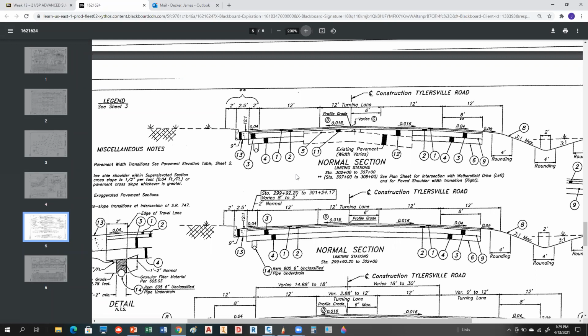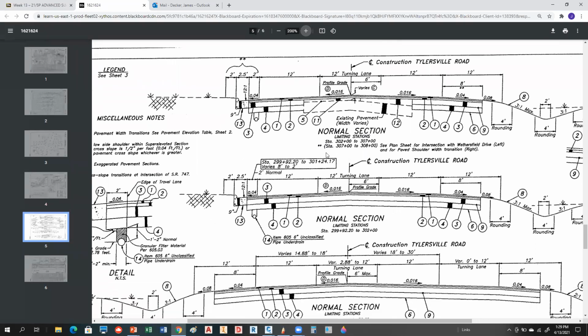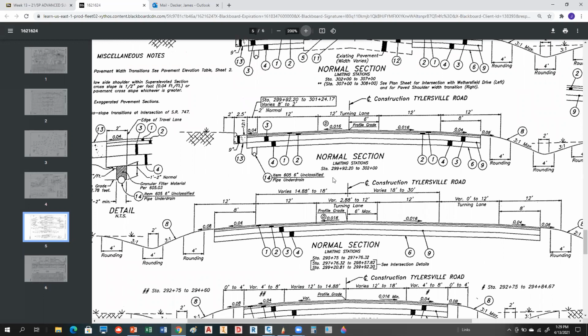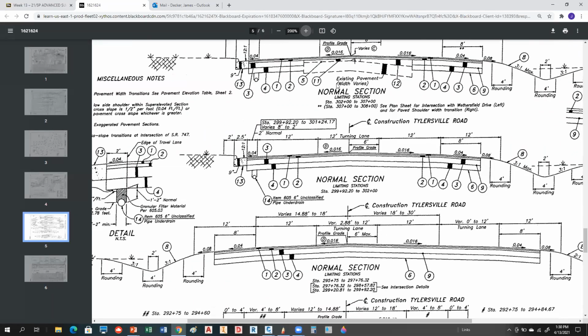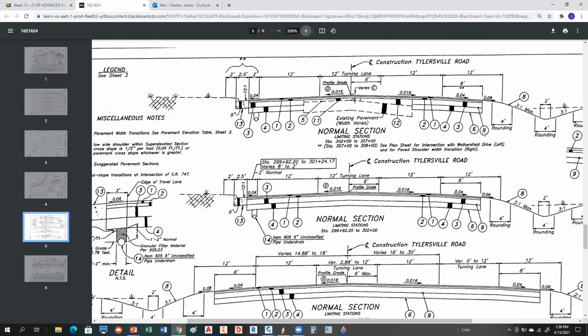Okay. So that's basically saying you're using this typical section for those stations only. Then coming into that station, you've got this typical section from station 299+92.20 to station 302+00. So this typical section is different. And notice, by the way, these numbers right here, 9, 6, 3, 4, this is your structural information, and this up here is your geometric information. So these typical sections actually have both.